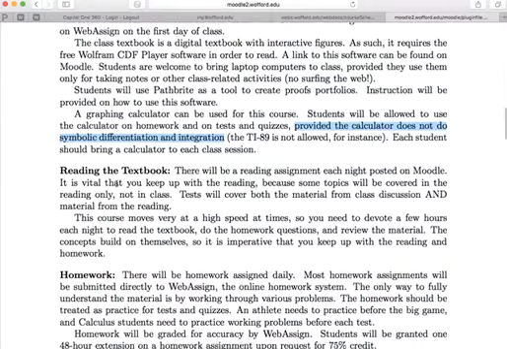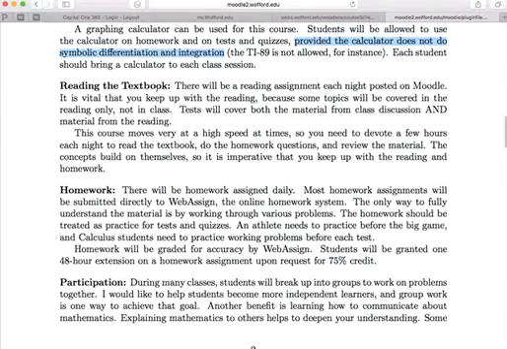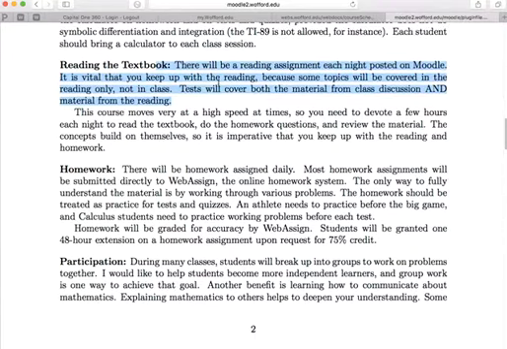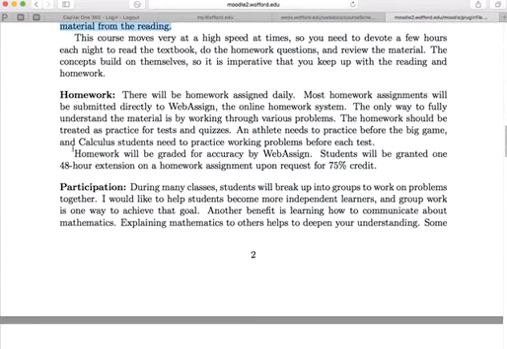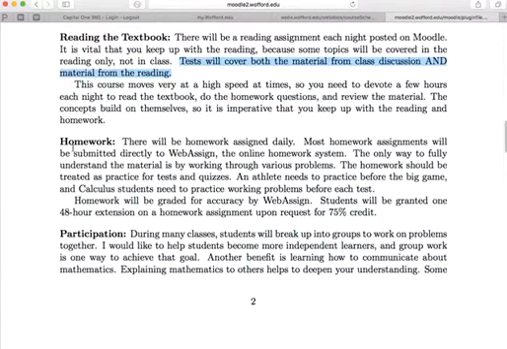All right. There are reading assignments posted every night, so you should definitely read the textbook. I think that's important. Notice that the test will cover the material from class discussion and material from the reading. So make sure you do the homework. The reading.